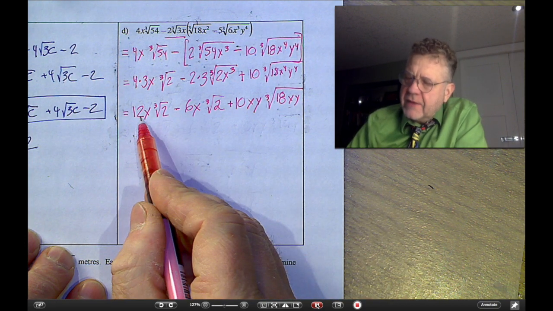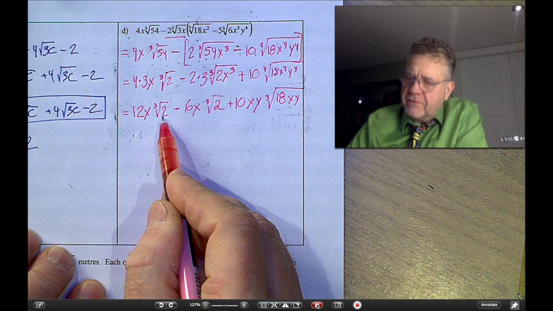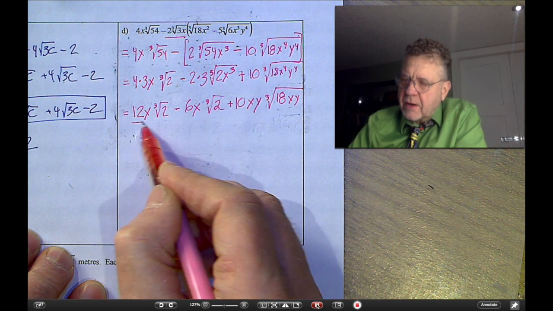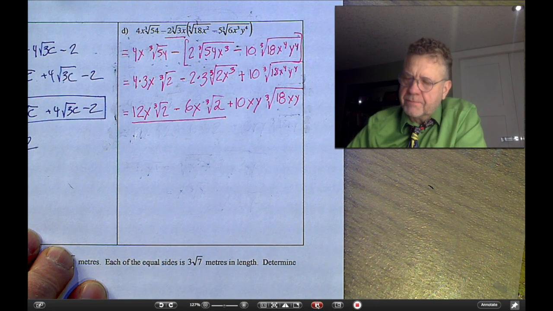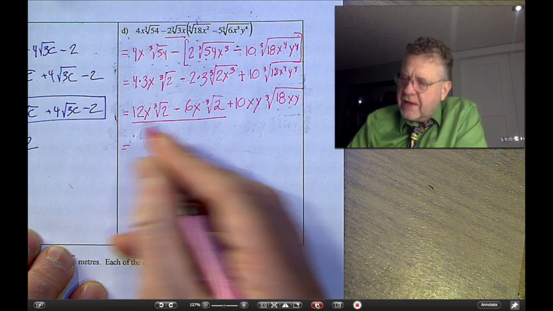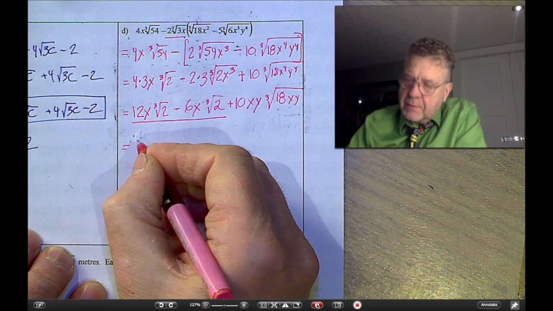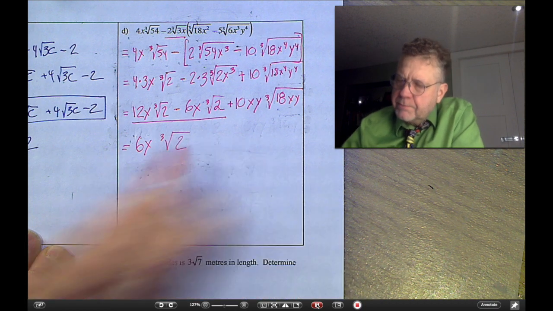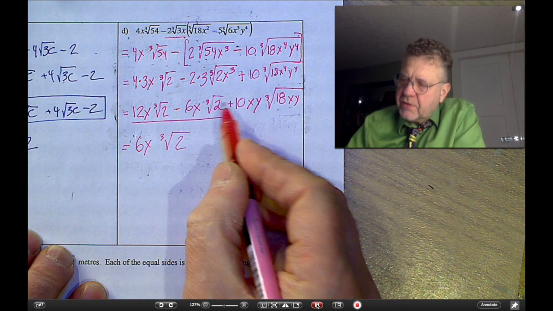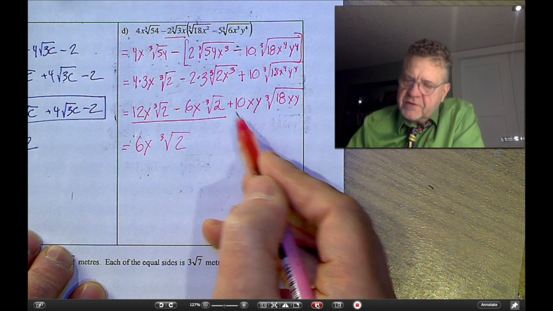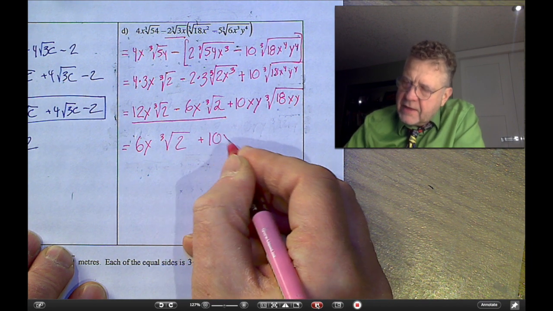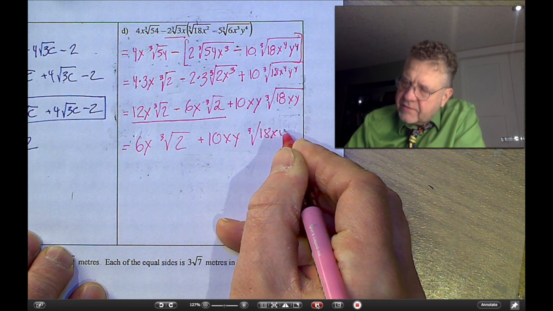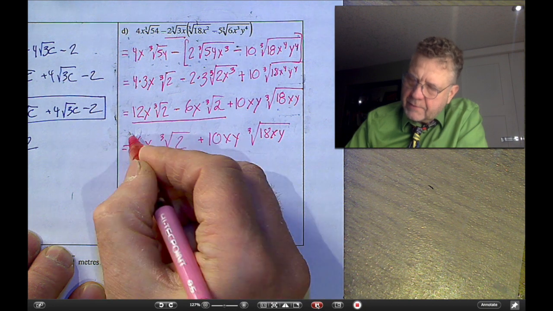I got 12x times the cube root of 2 minus 6x times the cube root of 2. Notice that these are like terms. 12x minus 6x of the same stuff is simply going to be 6x times the cube root of 2. So that deals with all of this. And I've just got this left now, plus 10xy times the cube root of 18xy. Boom, just like that.